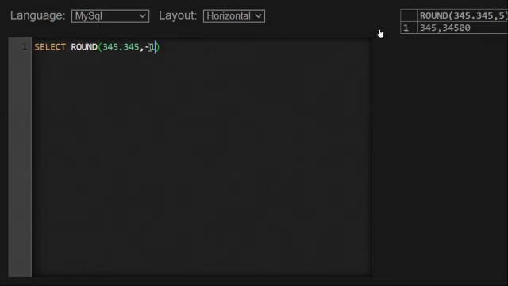Next I use -1. In that case it rounds the number before the decimal point, not after the decimal point. Then in that case the number will be 350.